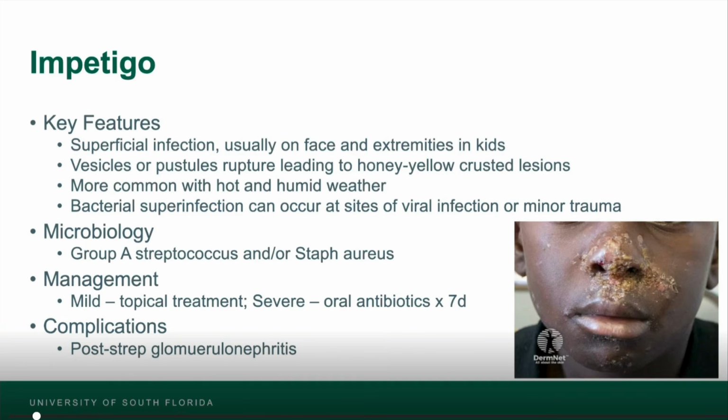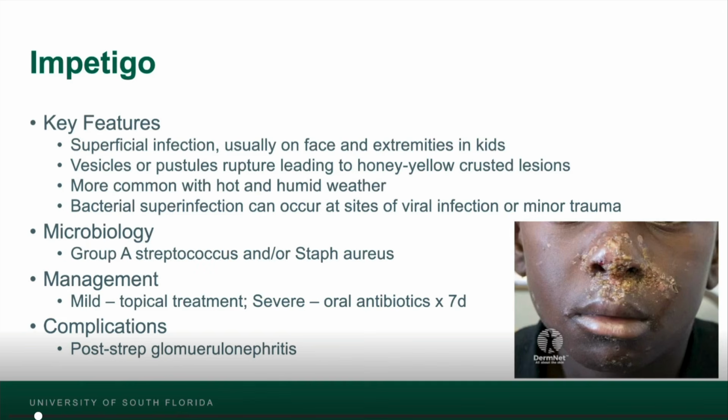So impetigo, you guys clued in right away, right? The honey colored crust, you guys know. It's mostly common in kids, especially around the nose and mouth area. Sometimes kids can have some sort of rash from a viral infection or a minor trauma, and then you start to see this develop. It's more common in hot, humid climates and hot, humid weather. It's usually strep and/or staph.